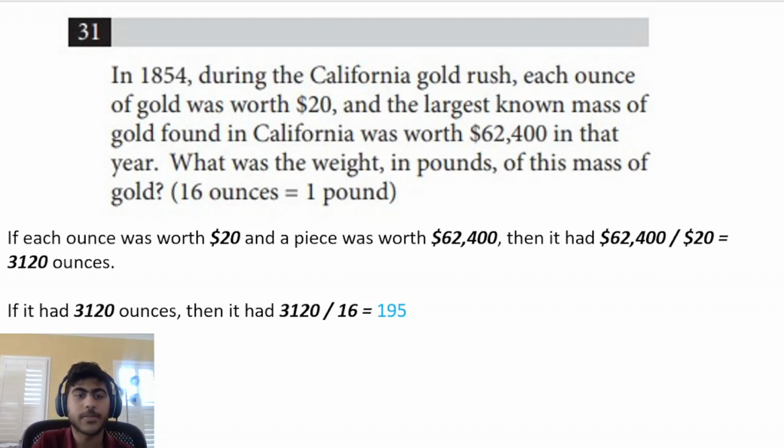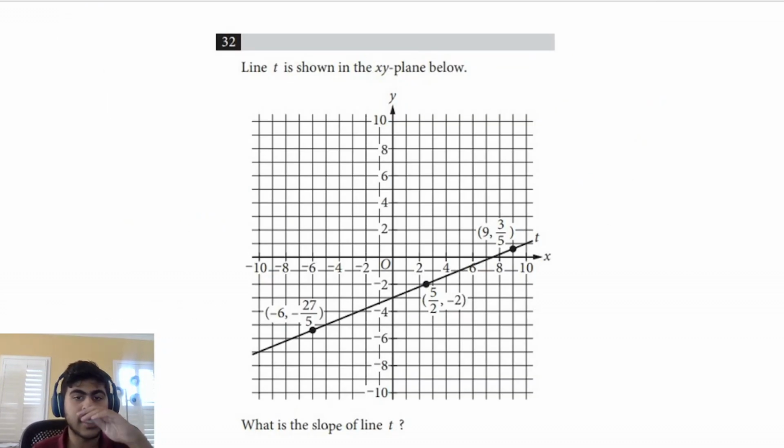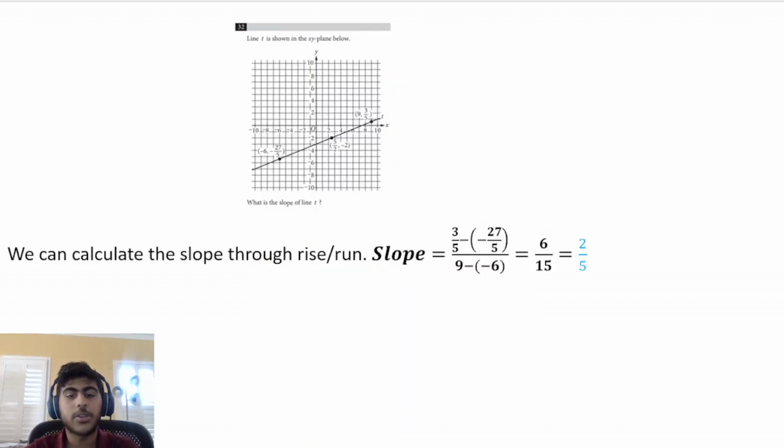Keep going. We're told that line T is shown in the xy plane below. We're given line T here with 3 points, and we're asked for the slope of the line. You can use rise over run. You can pick any 2 points. I just picked the first and the last point, and we would end up with 2/5 as our slope, as you can see. We can, of course, use the other 2 points, but it doesn't really matter because it's going to be the same slope anyway. Here, the slope is 2/5. Let's keep going.